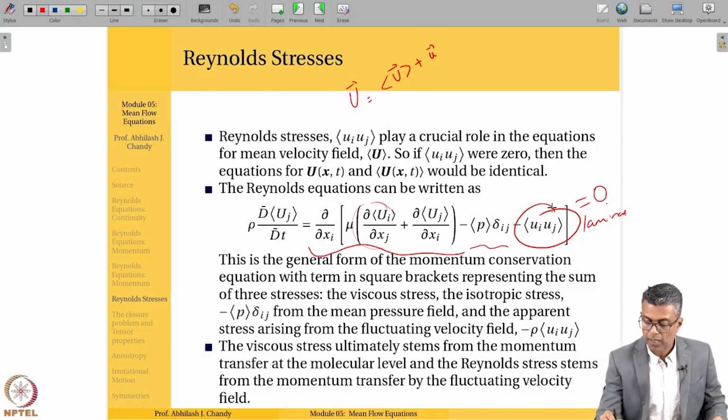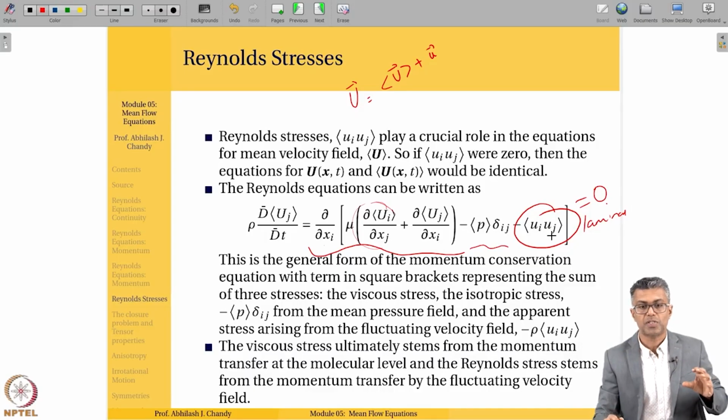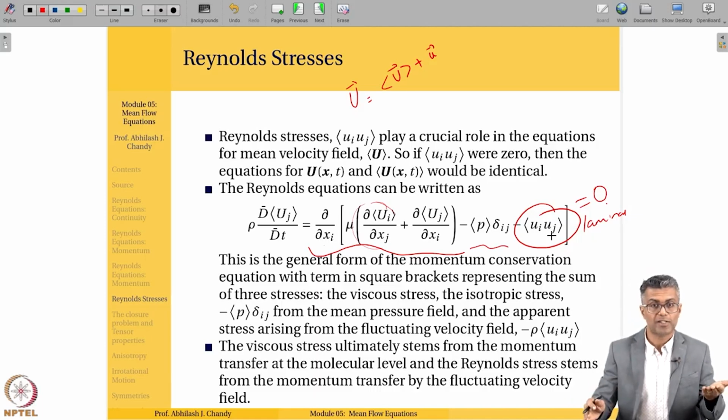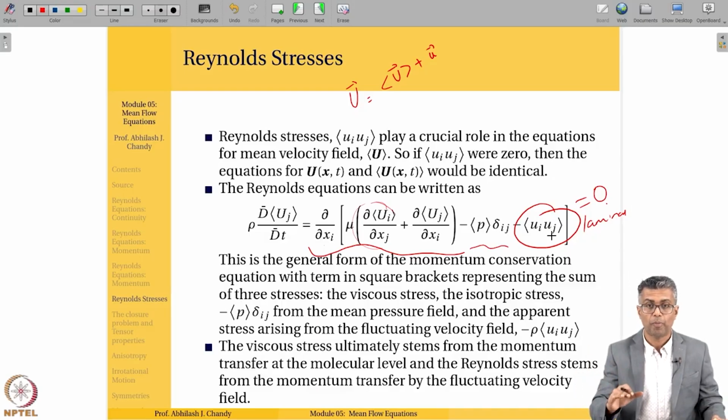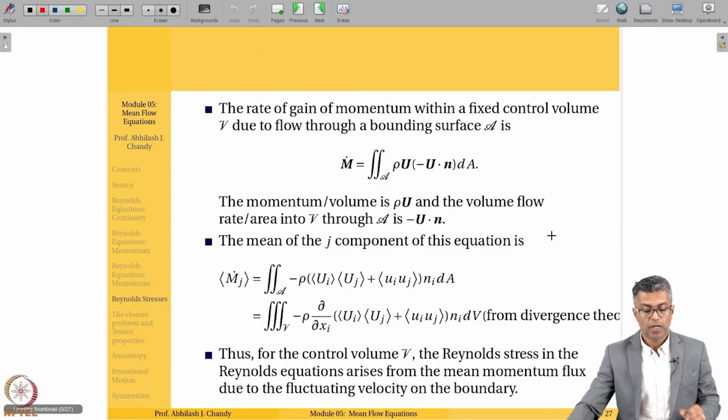Okay. So now I have this Reynolds term, which is the only thing that is extra in this turbulent equation. And one additional point, the viscous stress stems from the momentum transfer at the molecular level, isn't it? Because viscosity is a molecular property. On the other hand, the Reynolds stress stems from the momentum transfer due to the fluctuating velocity, which is at the macro level. So this was about the Reynolds stresses.